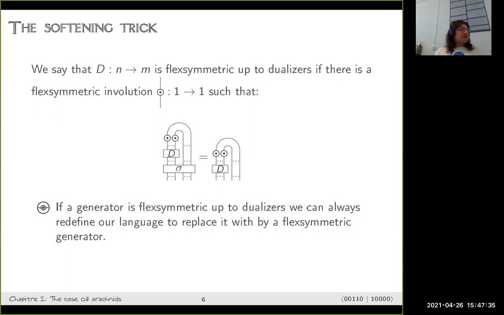And in fact, in this specific situation, and we will see it happens quite often, then we can change our graphical language. And what we do is that instead of saying that D is a generator, we say we have a new generator D prime, which is defined as being a D with some dualizer on top of it. And then we obtain a flexsymmetric generator. Is it clear? Does it make sense? This idea that I can redefine new generators that satisfy flexsymmetry in this specific situation. So it will be clearer, I think, if we take some example.